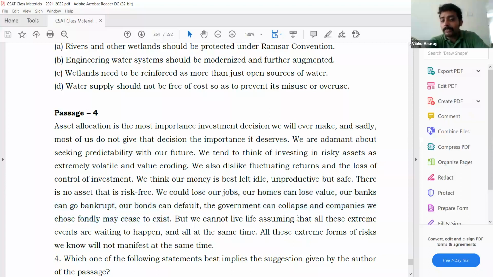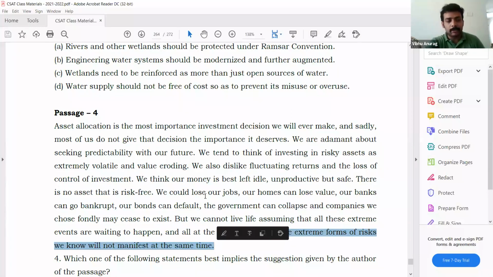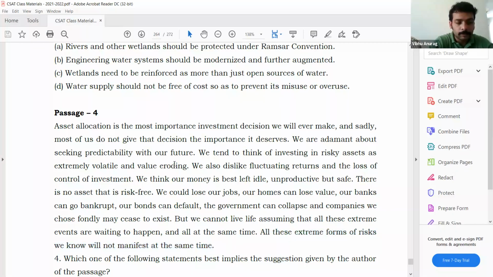But we cannot live life assuming that all these extreme events are waiting to happen and all at the same time. All these extreme forms of risks, we know, will not manifest at the same time. So the author is basically trying to make people understand that nothing is risk-free. Yes, bad things can happen, but we know that they will not all happen at the same time.